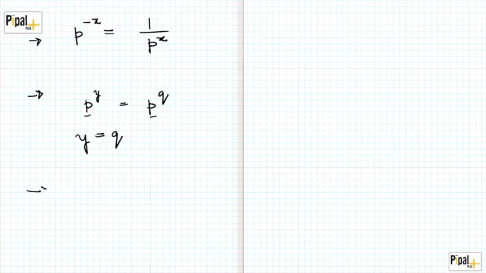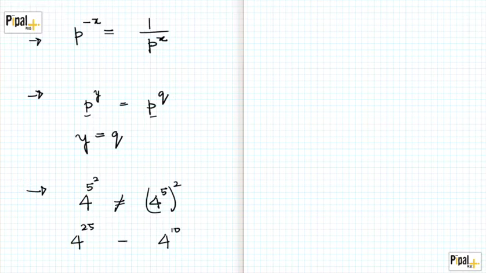Lastly, there is one confusion that students typically face, and it must be clarified. If you have a number like 4 to the power 5, whole squared, please do not make it equal to 4 to the power 5 squared. These two are not equal. Why? Because this is 4 to the power 25, and on the right hand side we have 4 to the power 10. So please do not equate this and this, because this is the power of the power. Here it becomes the multiple of the power. So these are some of the basic laws that govern indices.